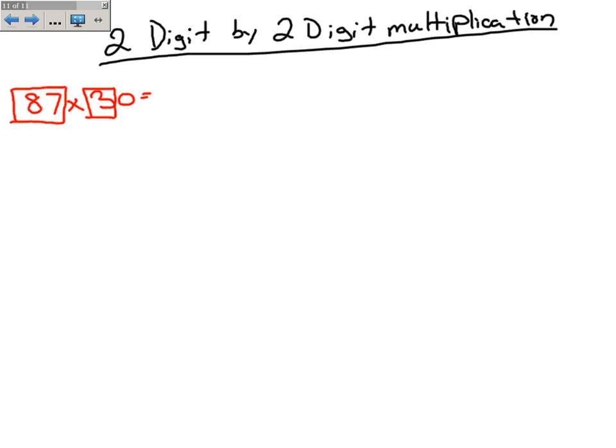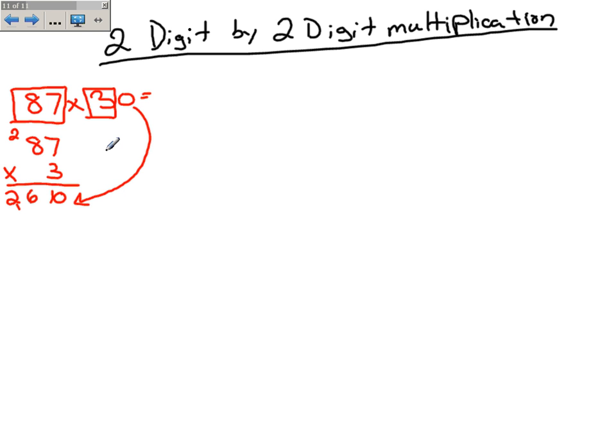So if I asked you to multiply 87 times 3, you could easily do that. You would say, well, 3 times 7 is 21. 3 times 8 is 24, plus 2 is 26. And you take that 0, and you place it at the end. So 87 times 30 is 2,610. Okay.